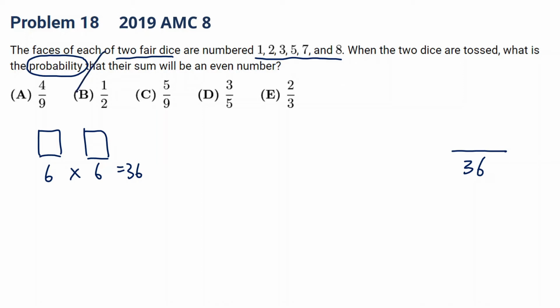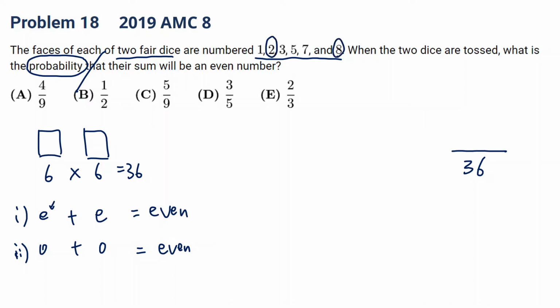And then the condition is their sum will be an even number. We know even can be even plus even, or odd plus odd. So let's consider these two scenarios. If it's even plus even, for the first even number we have 2, 4, and 6, three choices. And the second now should be even, still three choices. So 3 times 3, there are 9 in this scenario.